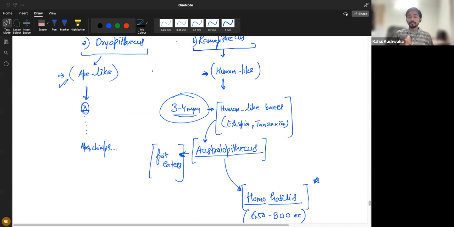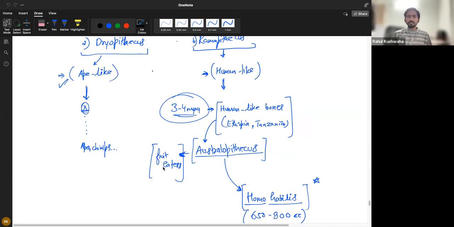And at that time, mammals like tigers and the tiger family still used to rule most of the land, because dinosaurs were gone and mammals rose. If dinosaurs had not gone extinct, mammals would have never risen to take their place as the apex predators. So Australopithecus majorly were fruit eaters.